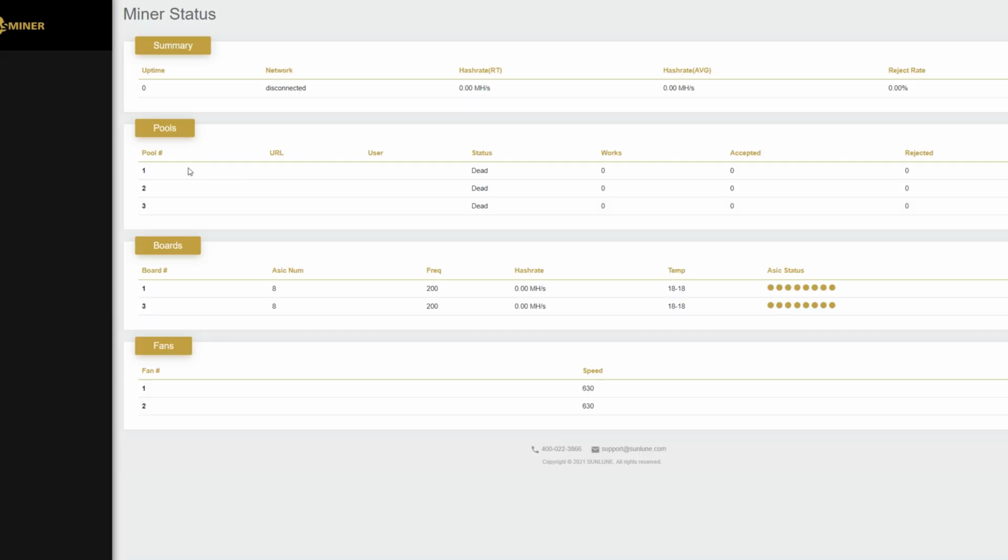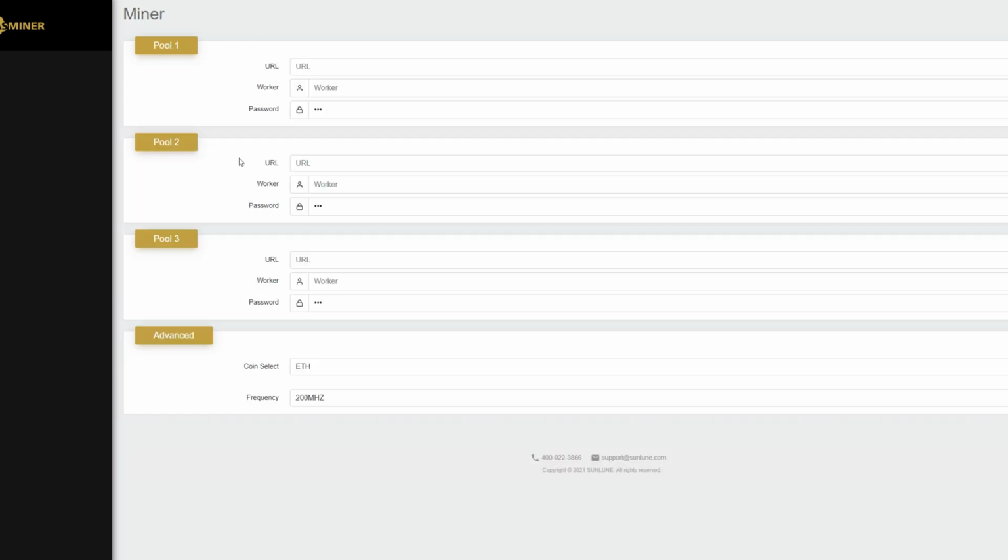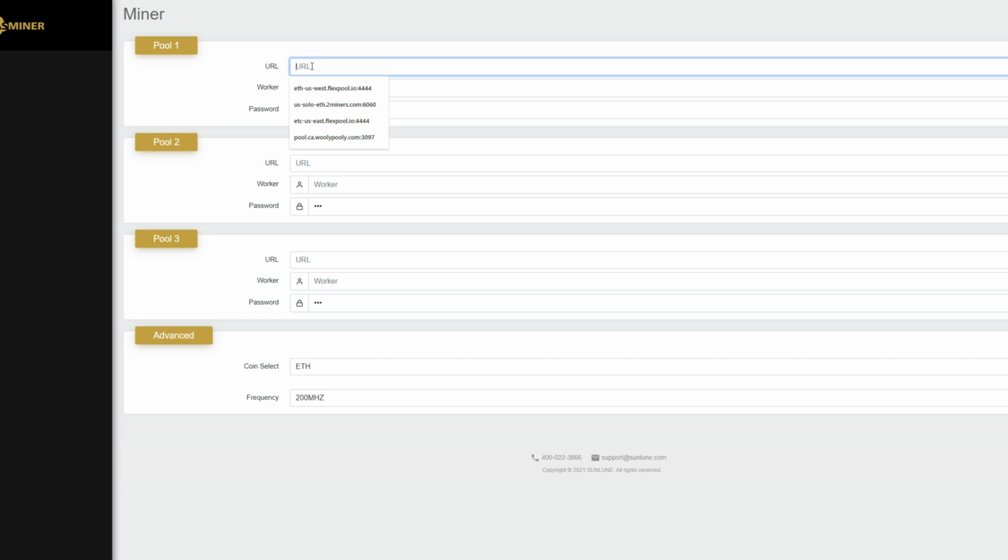Okay, so I logged in here. It looks like there's no pools or anything in by default. We can see two different control boards here, both at 200 of a frequency. Now, there's nothing in the log saying anything to do with a fault, wrong URL. So maybe it's just a pool issue. So we're gonna continue on and see what's going on.